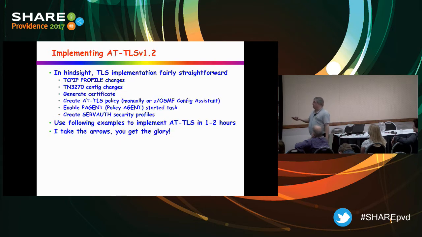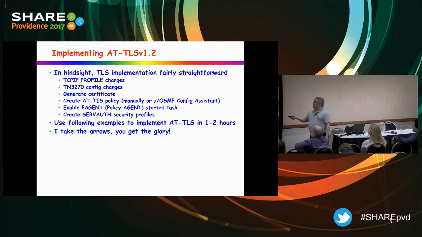So here's the Reader's Digest version, okay? It's fairly straightforward. You have to change your TCP/IP profile, TN3270 config, generate a certificate, create a policy, manually or with the z/OSMF config assistant. It turned out that while I ran the config assistant, I really didn't need to. I could have just taken a policy, cookie cuttered it, and slapped it in. So that's what I'm going to give you guys, a cookie cutter policy that you can slap in.